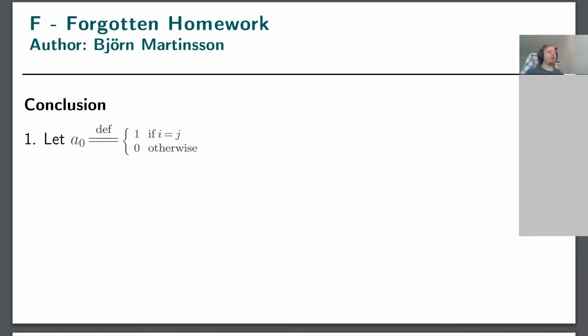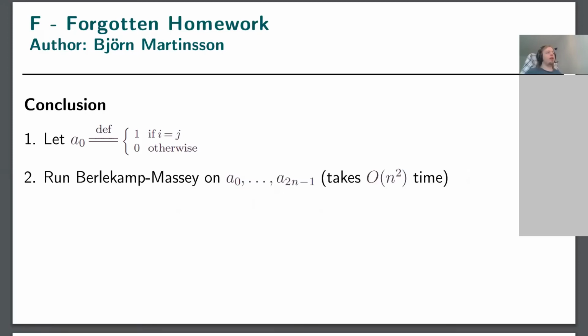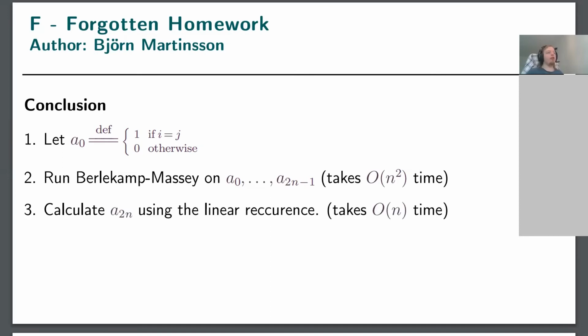Yes, and now we basically have the solution here. The conclusion is: start by making a_0 equal to 1 if i is equal to j, or 0 otherwise. Run Berlekamp-Massey on the sequence. These are 2n values, so this will work. It would take order n squared time. Then we have the linear recurrence, and then we can just calculate a_n. So we never ever used the matrix. It was only there to make people think maybe we could multiply it, but no. Okay, so that's the solution for that problem.